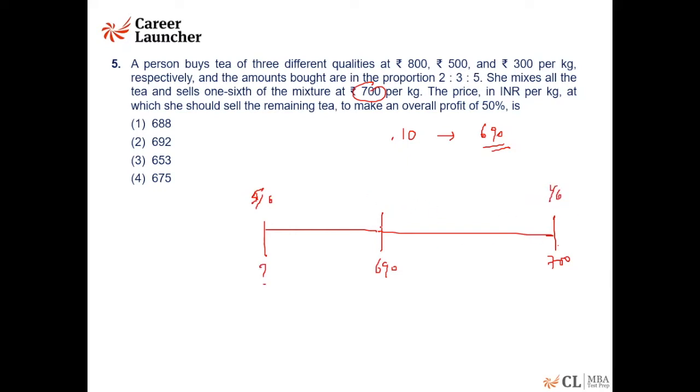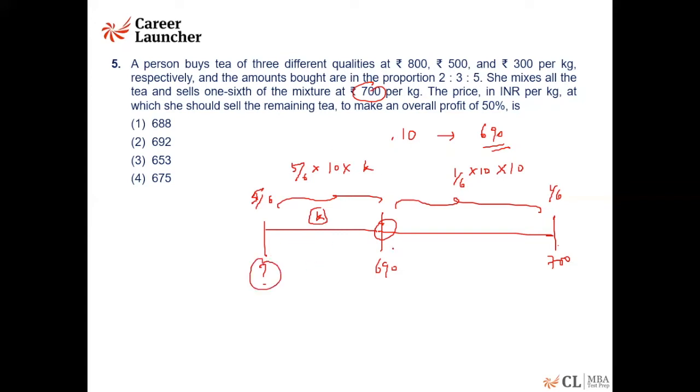So you can also see that the net average is 690. So the deviation about average has to be equal to 0. So 1/6 of 10 kgs into 10 must be equal to 5/6 of 10 kgs into some k. What is k? K is the difference between 690 and this question mark. So you solve this, you'll get the value of k is equal to 2. So which means this must be equal to 692. So essentially a question of allegation asked in a slightly different format.